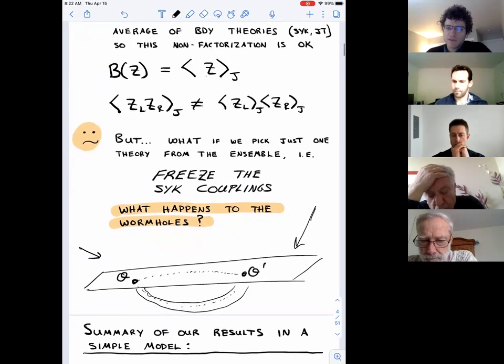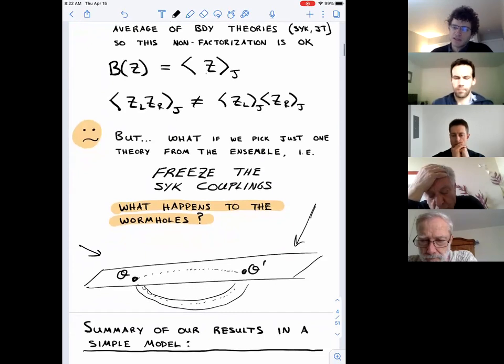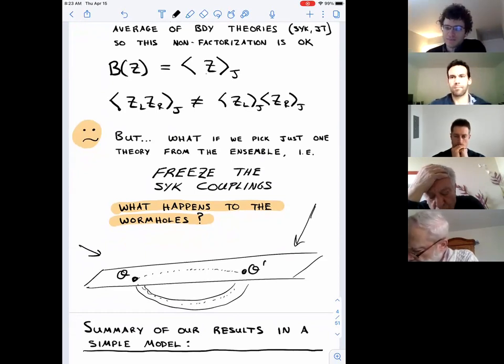There have been wormholes that have been discussed like this that kind of break cluster decomposition in time, but that's actually a good thing because cluster decomposition in time is not supposed to hold with finite entropy. So that's one of the good things that these wormholes do.